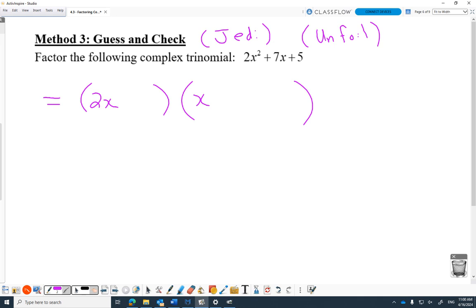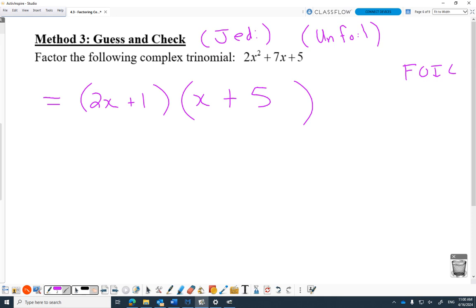Then I look at the L in FOIL. I don't worry about OI. What are you talking about? FOIL. I've got the F already. Yeah? 2x times x is 2x squared. I'm good. I'm going to fast forward to L. I need two numbers that multiply to 5. Well, there's only two numbers that multiply to 5: 5 and 1. So it's either 1, 5 or 5, 1. That's the only two possibilities. It's either this or it's the other way around.